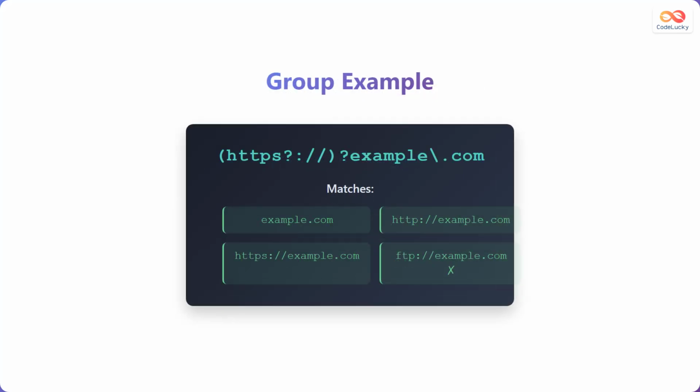Now let's look at an example using groups. The regular expression pattern (https?://)?exam matches exam, http://exam, and https://exam. The group (https?://)? makes the entire protocol part optional. It does not match FTP://exam because the pattern specifically looks for HTTP or HTTPS.